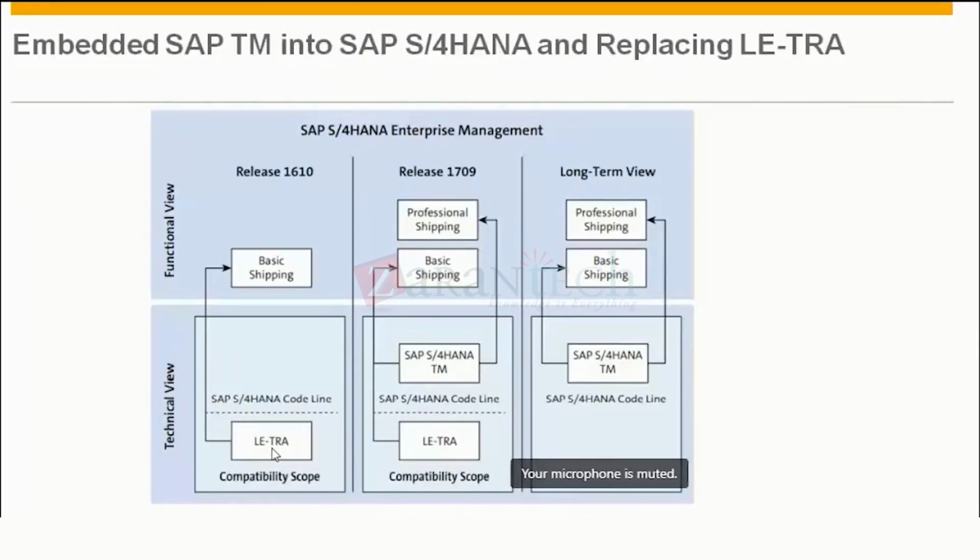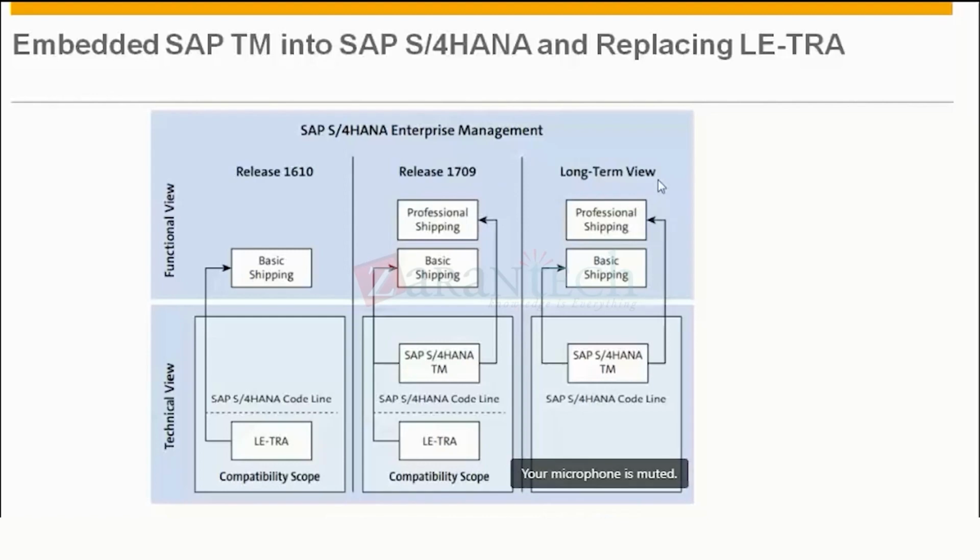But with 1709, what SAP has done is they have added one more box called professional shipping. So these two are actually licenses. Whenever you are using basic shipping, it is applicable for both S4HANA as well as Elytra. When you come into professional shipping, it is actually the S4HANA advanced license part. That means all the functionalities of your standalone transport management are available in S4HANA. So if you are using a basic shipping license, you don't have to pay any extra fees. But if you are using an advanced license, you need to pay extra fees to SAP.